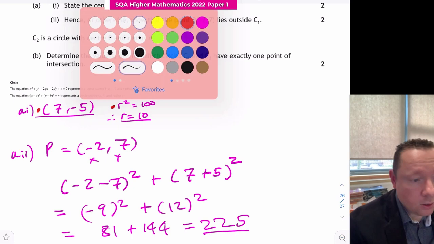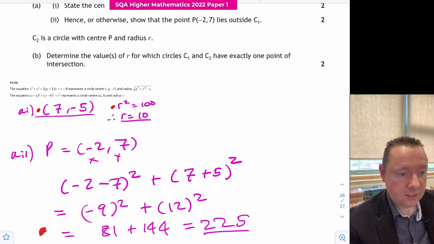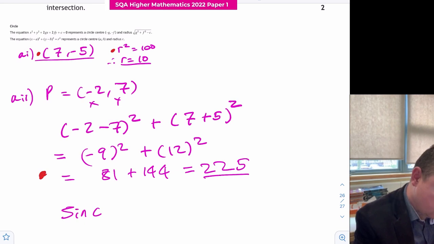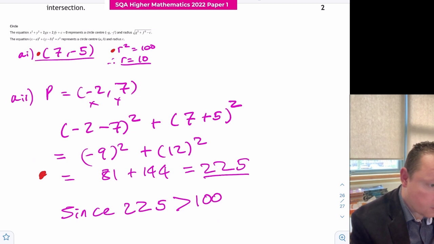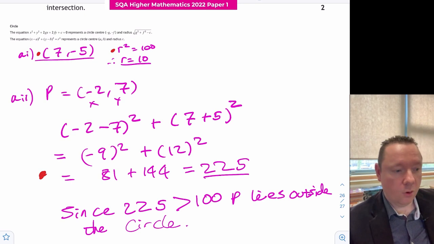So that's our third mark, or the first mark of part two. For substituting in and working out to equal 225, we get a mark. Then we need to actually say what that means. So we can say that since 225 is bigger than 100, P lies outside the circle. And there we are for the next mark. So we've got 4 marks already.